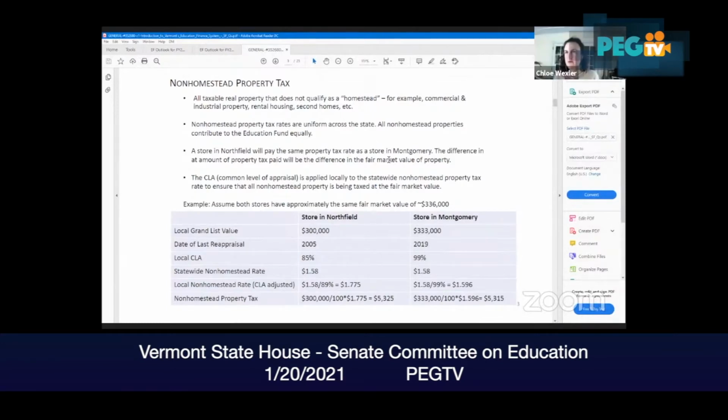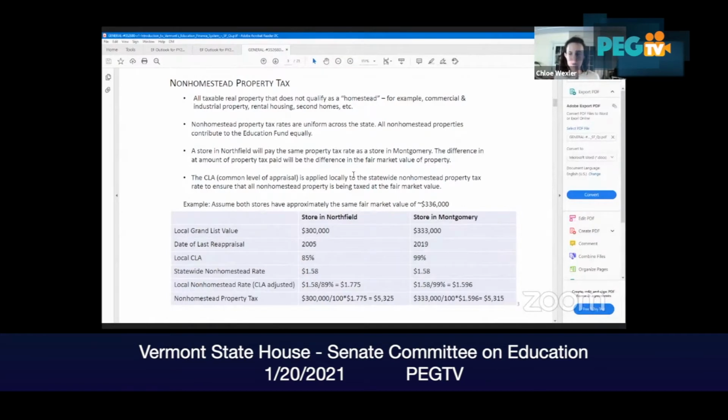Okay, so we spoke about this a little bit last week, but stepping back for a second, in Vermont, we have 2 classifications of properties. We have non-homestead and homestead. And the question that we're going to be talking about here really is the notion that all non-homestead properties are taxed uniformly across the state. So there's one non-homestead tax rate, and it's different from the homestead tax, which does vary town to town. The non-homestead tax is uniform statewide, and all non-homestead properties contribute equally to the education fund. I actually wanted to give a little example of this, since I think that will be helpful. So we're going to talk about two stores in two different towns.